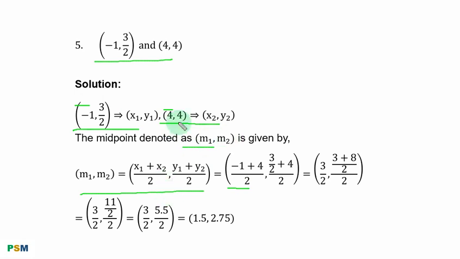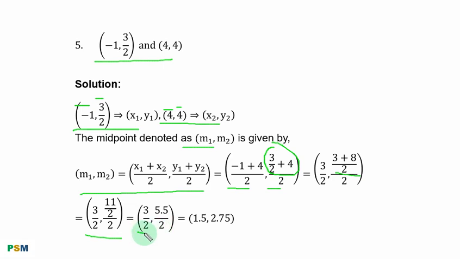Then if you come here, Y1 is 3 over 2 plus Y2, 4. You add them, divide by 2. So minus 1 plus 4 is 3 over 2. If you simplify this numerator, you have it in this form. When you add, you have this result. If you divide 11 by 2, you have 5.5 over 2.